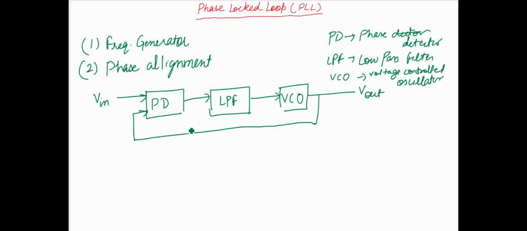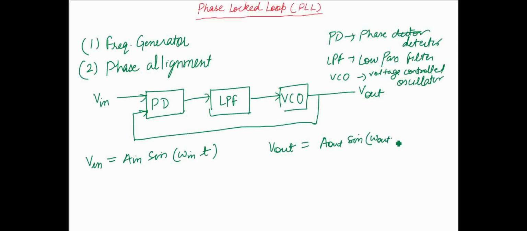We will go inside the block. We will try to understand its circuit also, and we'll implement it in future and simulate this PLL. But before that, let's see the operation of the PLL. Let your V in be equal to A in sine omega in t, and V out is A out sine omega out t.